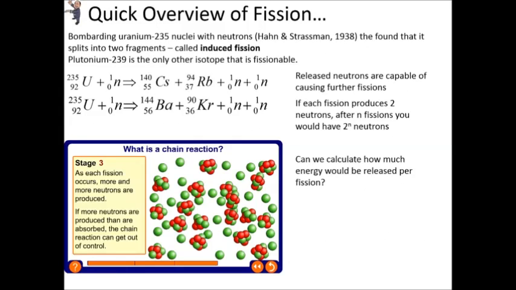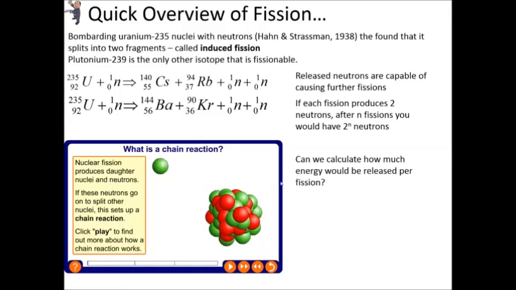Quick overview of fission then. It was done in 1938, with uranium-235. If you bombard it with neutrons, it splits into two fragments. The fragments it splits into aren't predictable, but there are a few different variations. I've listed two here. Here uranium has gone into cesium and rubidium, and here the uranium went into barium and krypton. With these you also get neutrons coming out, and this is useful because it gives us the idea of a chain reaction.